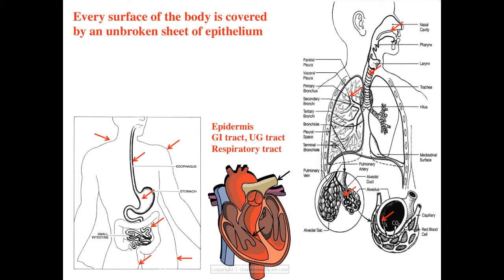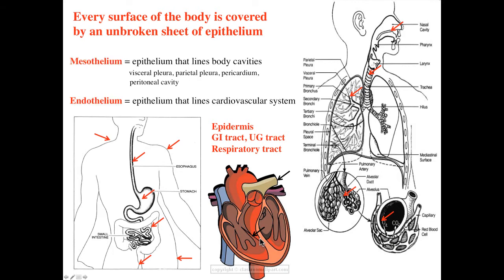Because you might imagine that as you're going down into the very smallest surface of the lungs, or if you go back to this diagram going into the GI tract, you're actually within these organs on the outside of the body. Likewise, there's an unbroken sheet of epithelial cells lining the cardiovascular system. So, for example, in the chambers of the heart or in the blood vessels, an unbroken sheet of epithelium.